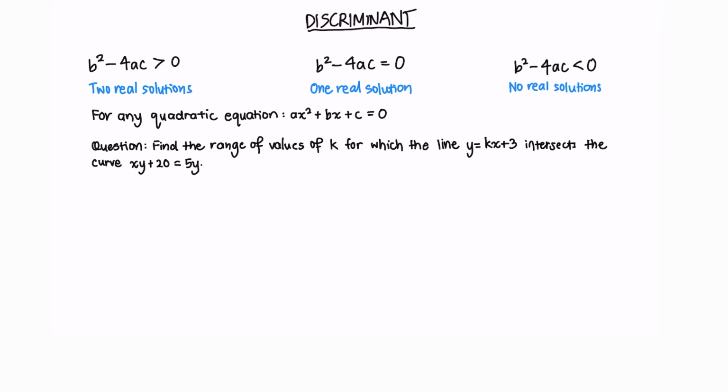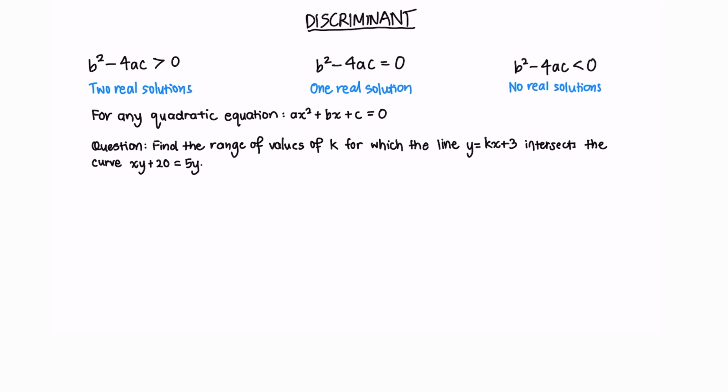Okay, let's solve a question. Find the range of values of k for which the line y equals kx plus 3 intersects the curve xy plus 20 equals 5y. Well, it may not be too clear how we're going to use the discriminant for this, but let's simplify this curve.